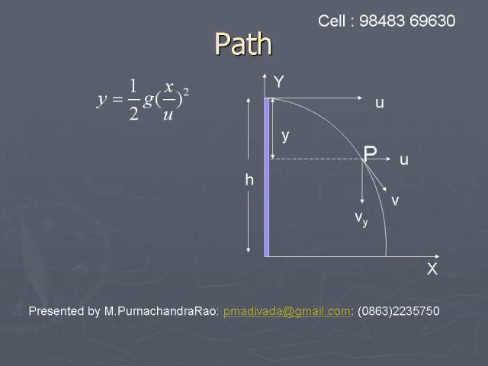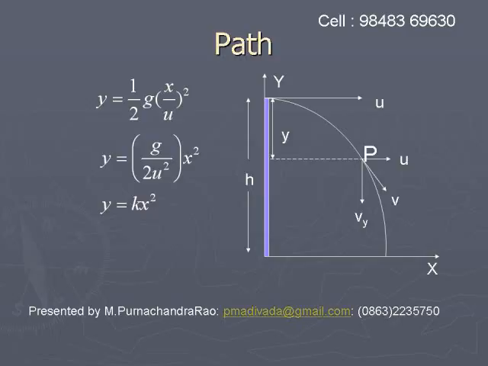The relation for the path of the horizontally projected body is given by y = ½g(x/u)². We notice that the vertical displacement y is equal to ½gt², and the horizontal displacement x is equal to ut. From this relation, we get t = x/u. By substituting, we get y = ½g(x/u)², or y = (g/2u²)x².